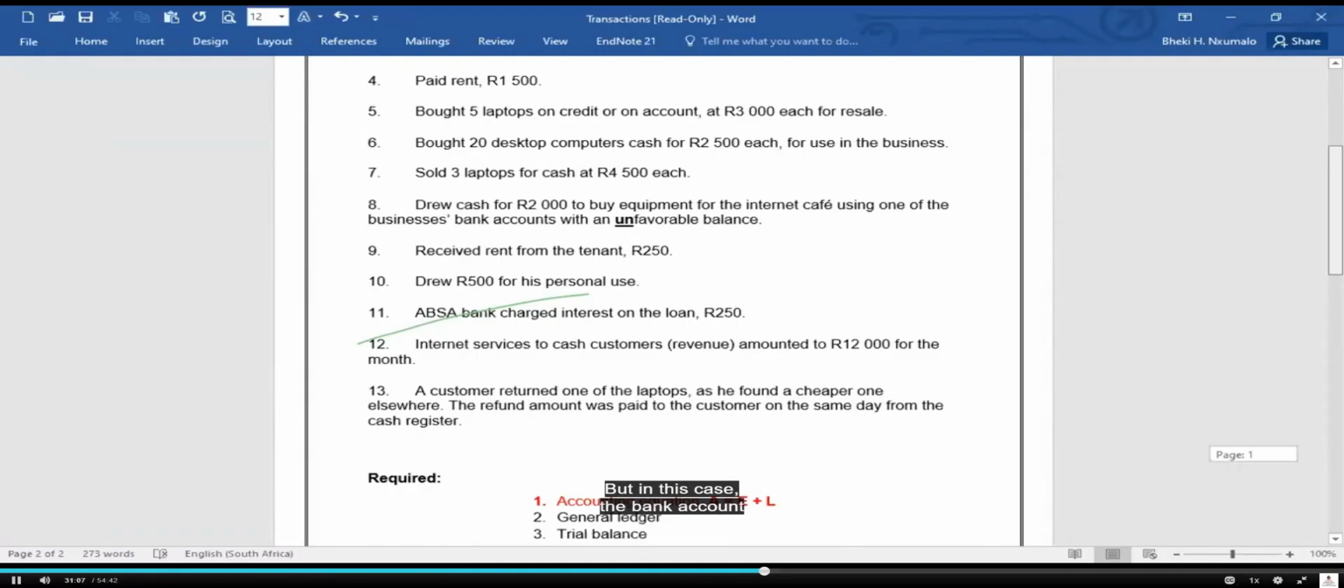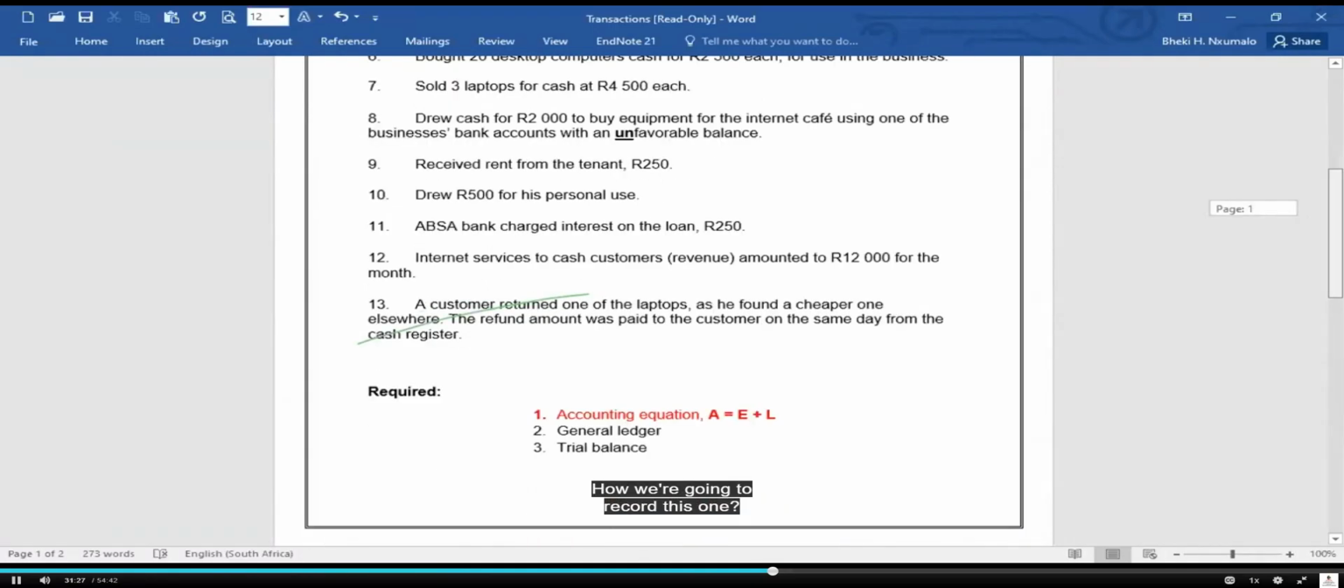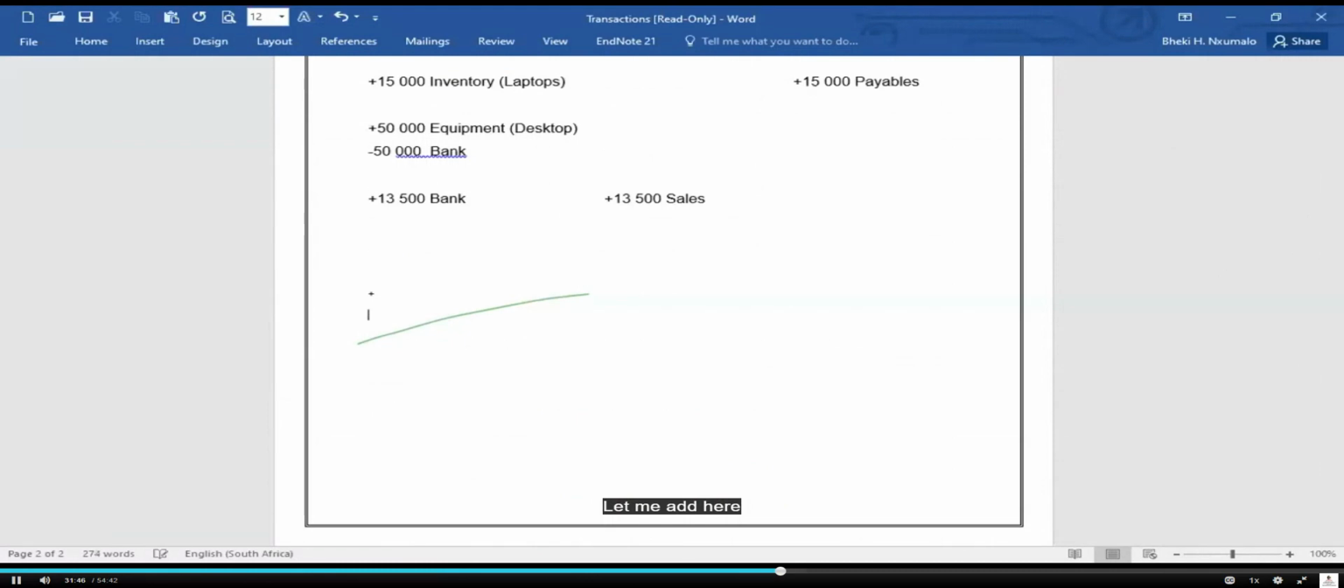So how are we going to record this one? He used a bank overdraft, a debt, to purchase equipment. He drew that to purchase equipment. We don't have equipment in the business, so we add on the equipment. Let me add here: plus purchase equipment, 2,000 rand. That's my equipment account.